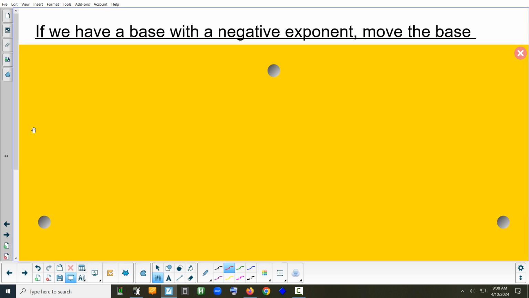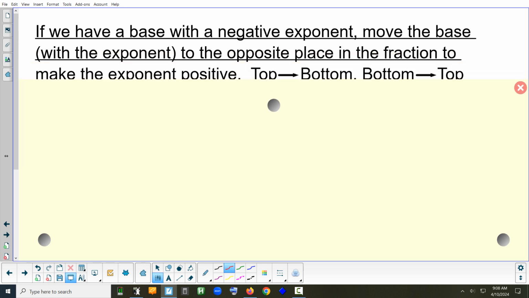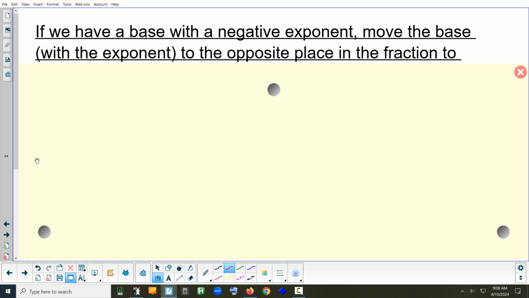Okay, so the next part, where it says negative exponents. We already kind of went through what we need to do, but let's write it down. So if you have a base and it has a negative exponent, the first thing we need to do in the problem is get rid of that negative exponent.